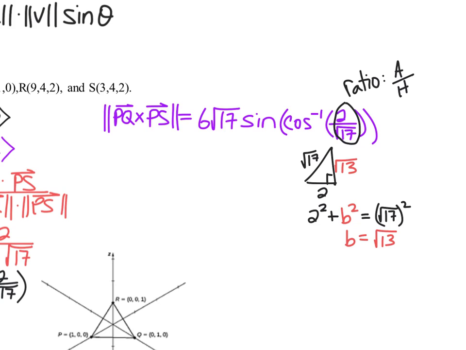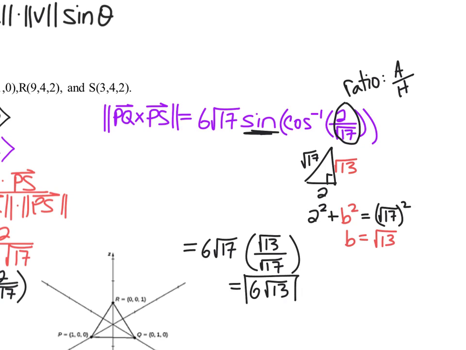So PS is really our V magnitude. That's where we pull the sine theta from, and theta is the inverse cosine of that, right, from over here. So we're looking at 6 root 17, and then the sine is opposite over hypotenuse. That's root 13 over root 17. So this would end up being 6 root 13. But that's only if you had a requirement that the answer is in exact form. It's a possibility, so something to keep in mind.